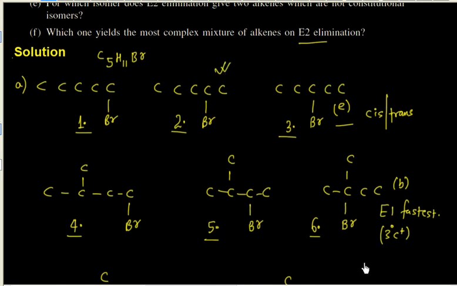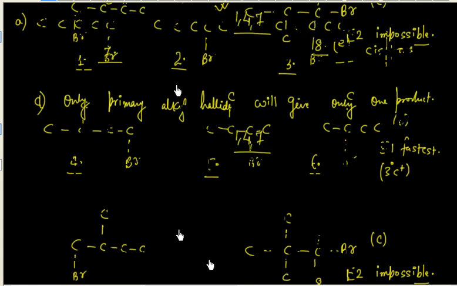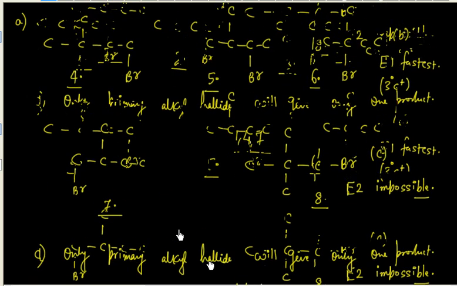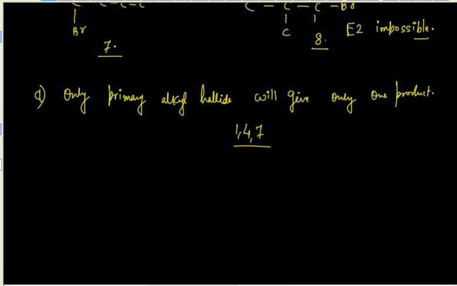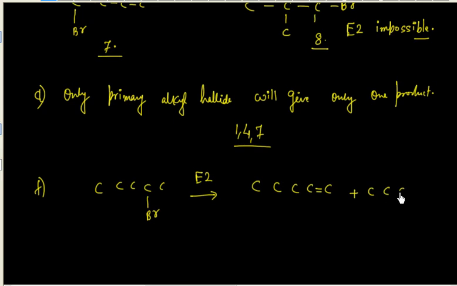Let me write this one. So you have 4 carbons. So this is the answer. Last answer I think is F. So you have 1 2 3 4 5. Here you have bromine. Now if you do E2 elimination, what will you have? 1 2 3 4 5. One will give you a double bond here, another will give you a double bond here. Now in this case you will have cis as well as trans both.